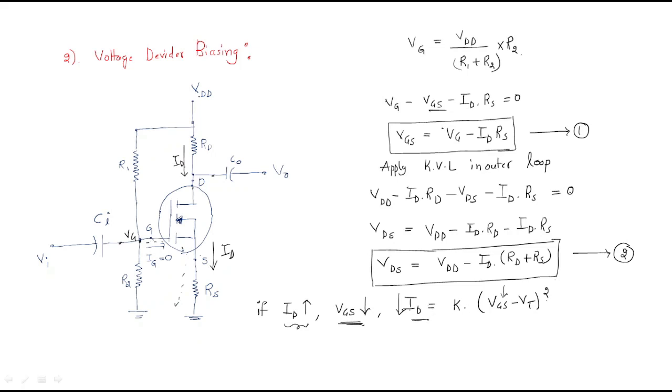So we can write one point: it prevents the drain current increase. That's why this voltage divider biasing is very important and useful.